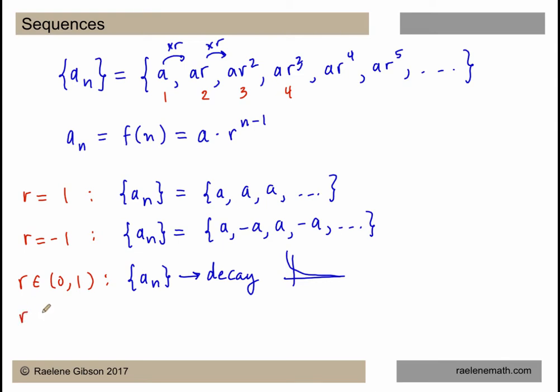And if r is contained from 1 to infinity, we would have an exponential growth graph. I'll just indicate here we have growth. And the graph would look like this, and then the terms would grow to infinity. So we would see convergence or divergence depending on the end behavior.